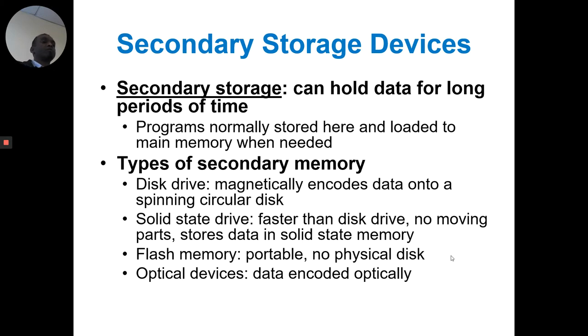Then we have the secondary storage. It can hold data for a long period of time. Programs are normally stored here and loaded into main memory when needed. Here it talks about some of the types of secondary memory: disk drives, solid state drives, flash memory, and optical devices. A disk drive stores magnetically encoded data on a spinning circular disk, and the solid state drive, or SSD, is faster than disk drives. Think of these two as driving a non-electric car. When you're standing right next to it, you hear the sound of the engine. That's the normal disk drive.